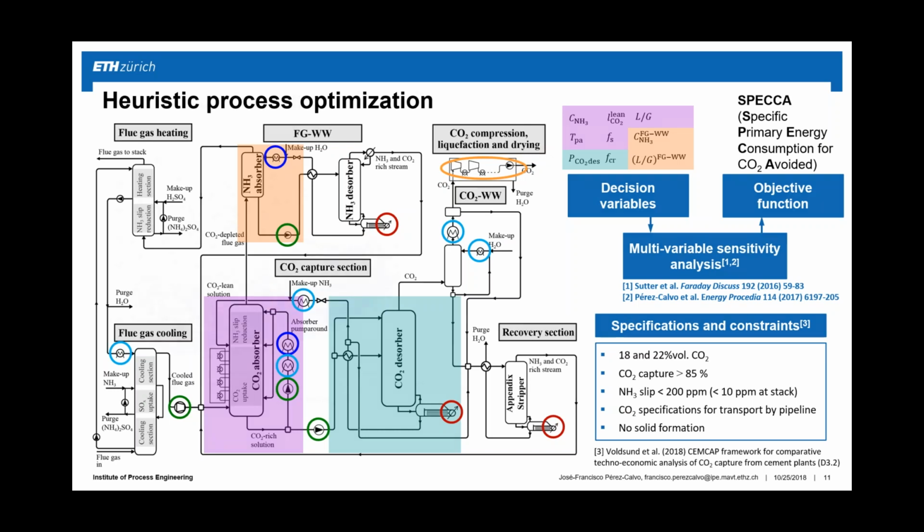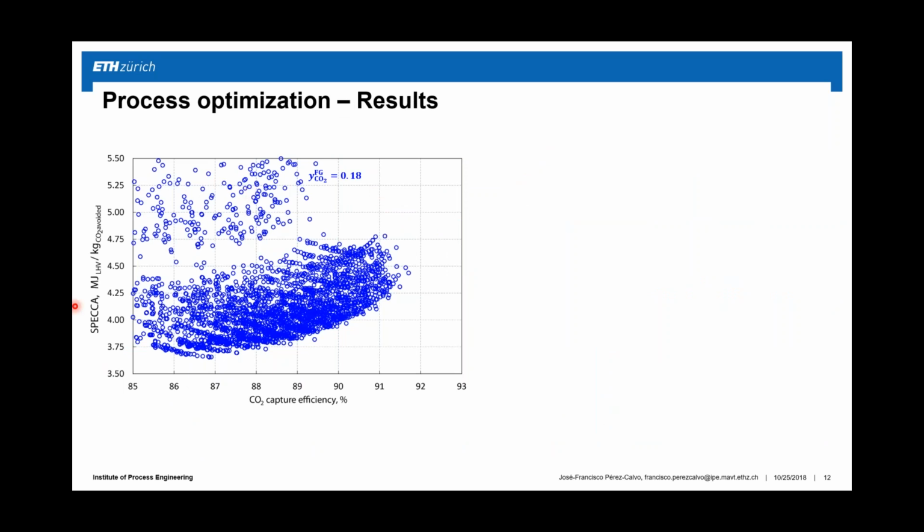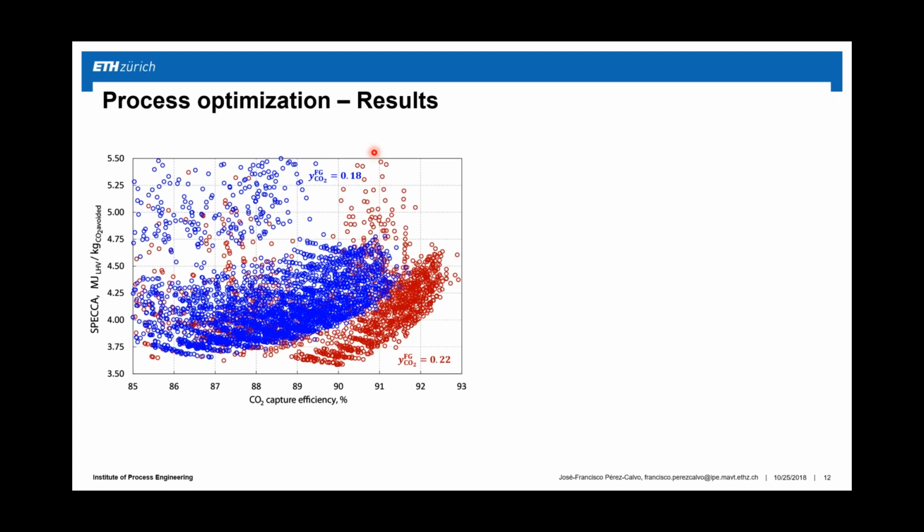Here we show the results of the optimization. We plot the SPECA versus the CO2 capture efficiency, for the case in which we consider 18% of CO2 in the inlet flue gas, and for the case in which we have 22% of CO2 in the inlet flue gas.